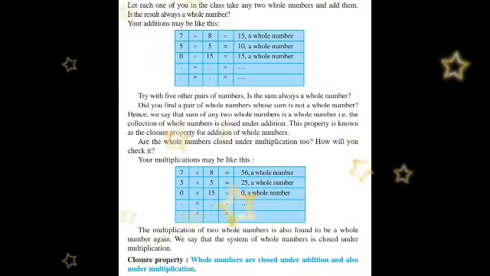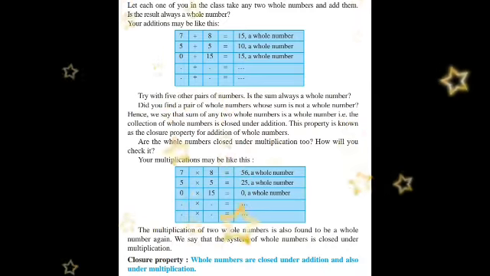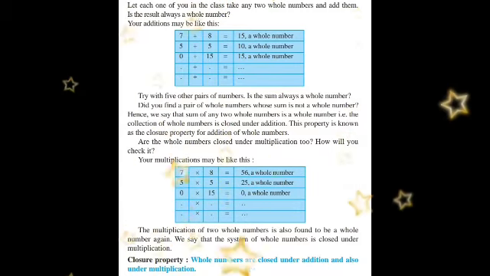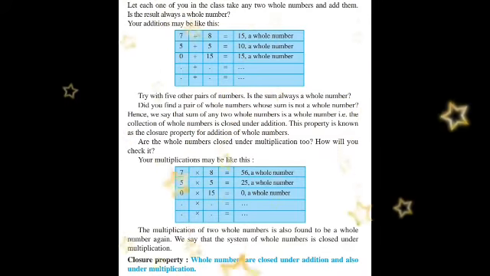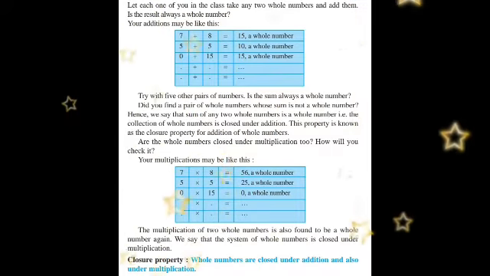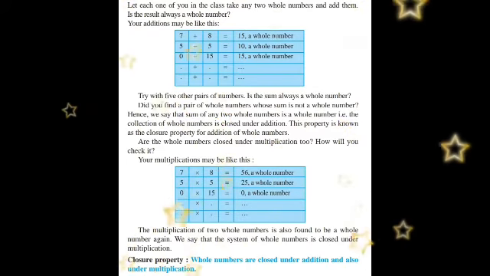The first property is closure property. Whole numbers are closed under addition and also under multiplication. For example, 7 plus 8 is equal to 15. It is a whole number. 5 plus 5 is equal to 10. It is also a whole number. 0 plus 15 is equal to 15. It is also a whole number.